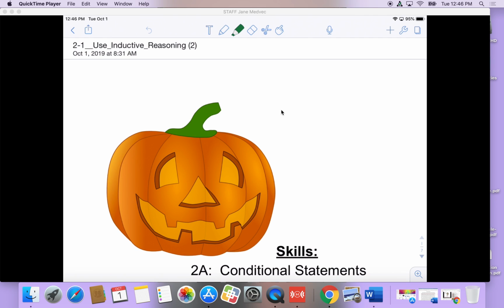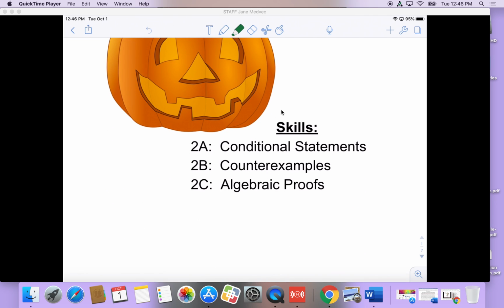We're going to move on to chapter 2. And we just started the October month. We got 3 skills that we're going to do in this next section. So 2A is conditional statements, 2B is counterexamples, and 2C is algebraic proofs. So we have now entered into the new chapter with proofs.